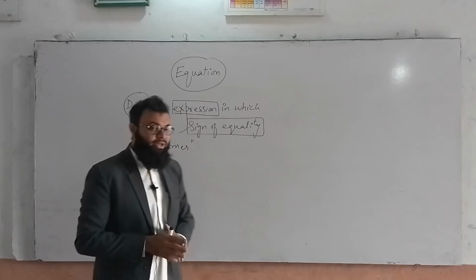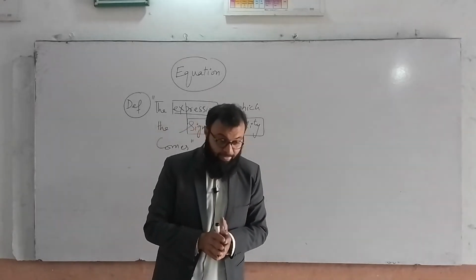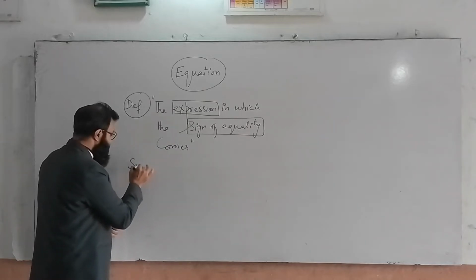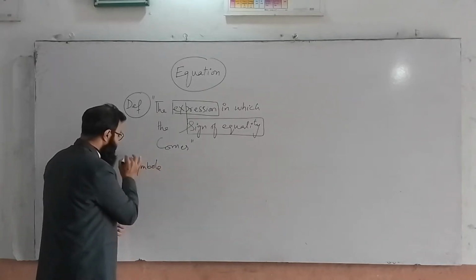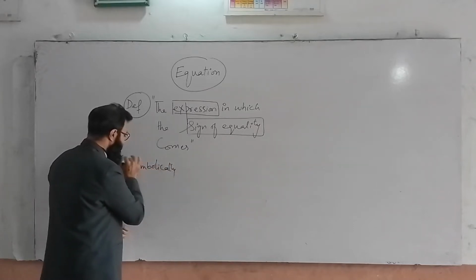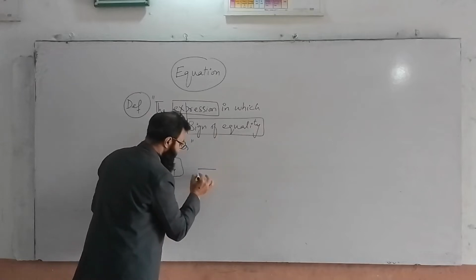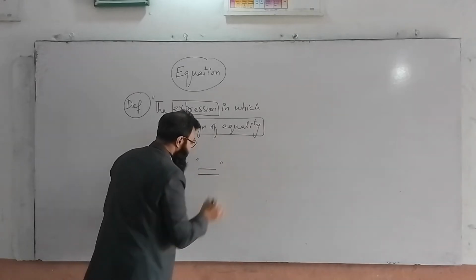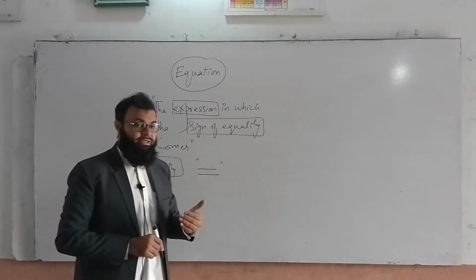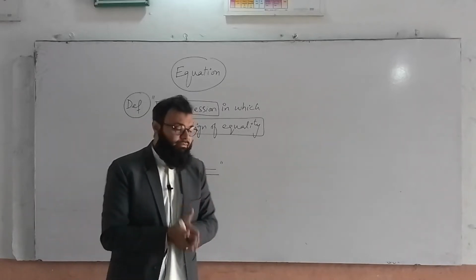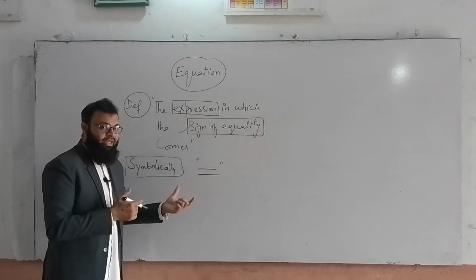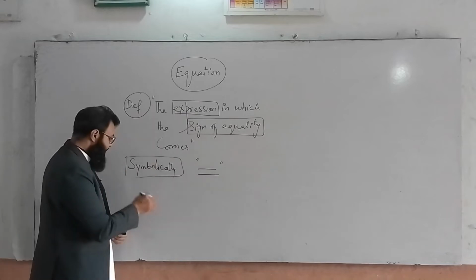The sign of equality means both are equal, and for this purpose we use a sign which is the sign of equality. Second one is the symbolical representation. If this symbol comes in an expression, the expression is a statement of mathematics. The statement of mathematics is called an expression. So if this symbol comes, we say that this is an equation.